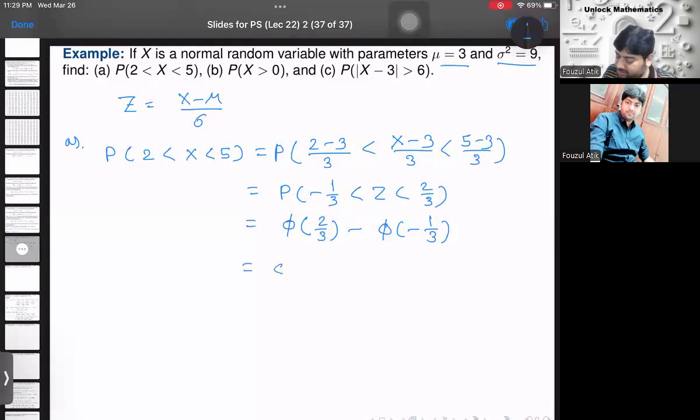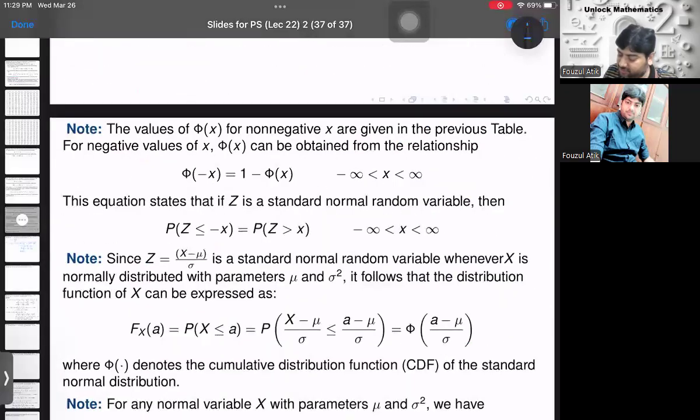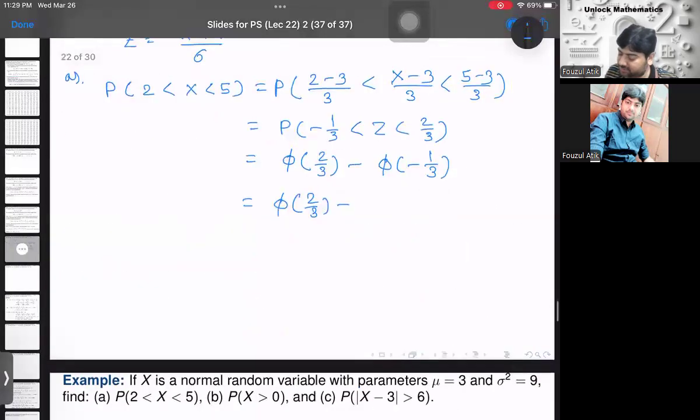Then this value is phi of 2 by 3, but for this negative quantity we don't have the value, but we know the formula. What was the formula? That phi of minus x is equal to 1 minus phi of x. We will apply this one. So this is 1 minus phi of 1 by 3. Now if I do it in decimals, 2 by 3 is 0.67, correct up to 2 decimal places, minus 1 plus phi of 1 by 3, and 1 by 3 means 0.33.